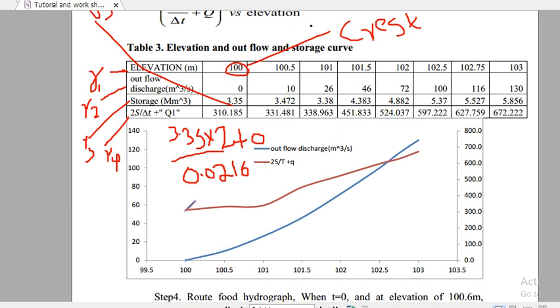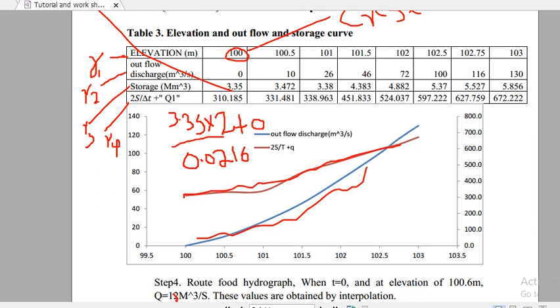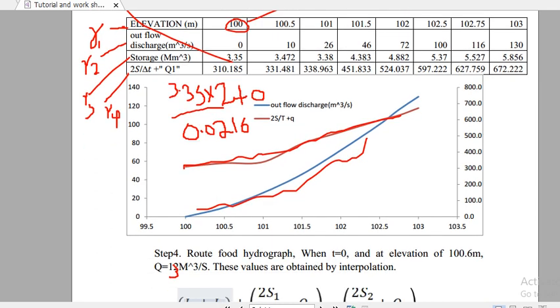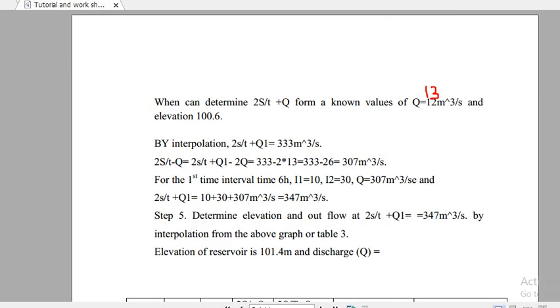This graph is said to be the elevation versus 2S over Δt plus Q curve, and this graph is said to be what? The outflow hydrograph, that is the elevation versus outflow. After preparing this curve or table, we can route.